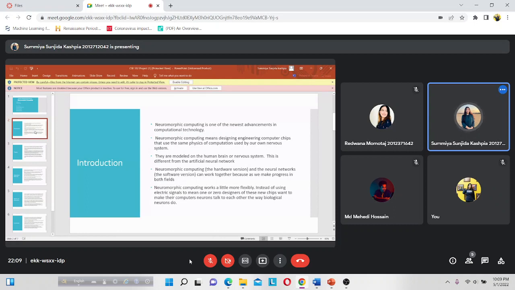Common computers work in binary, that is 1 or 0, yes or no, whereas neuromorphic computing works in a little more flexible way. Instead of using an electric signal to mean 1 or 0, designers of these new chips want to make their computer neurons talk to each other the way biological neurons do.